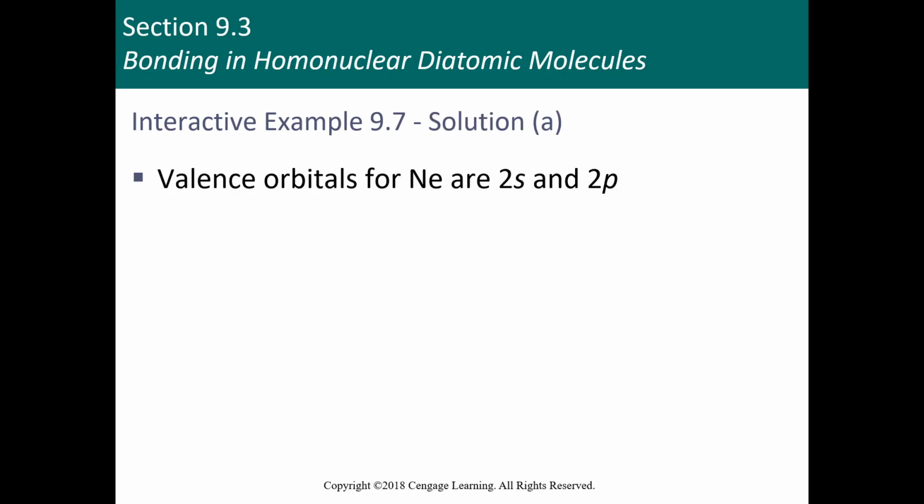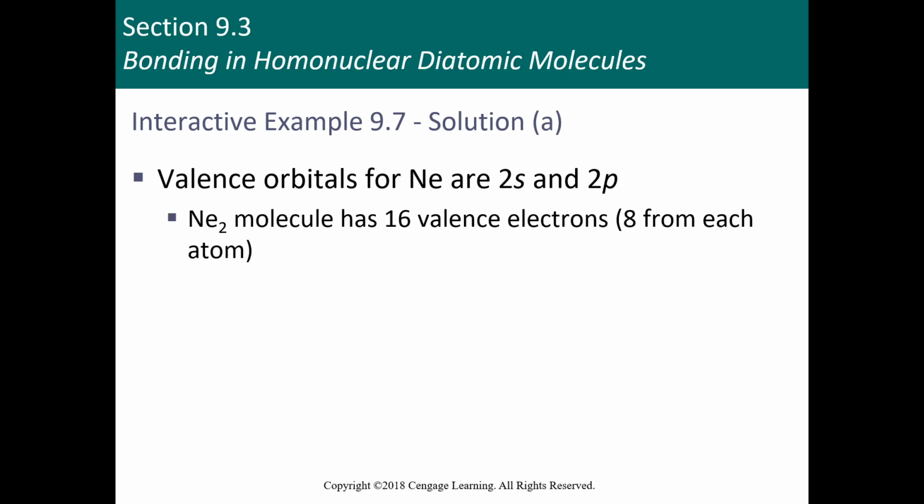All right, so the valence orbitals for Ne are going to be the 2s and 2p orbitals that you would see in the second period. And remember, there will be 3 of those 2p orbitals. So the Ne2 molecule has 16 valence electrons. That's 8 valence electrons from each atom. And remember, that is actually the full octet. So that's your 8 valence electrons.